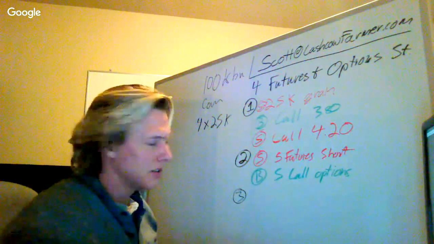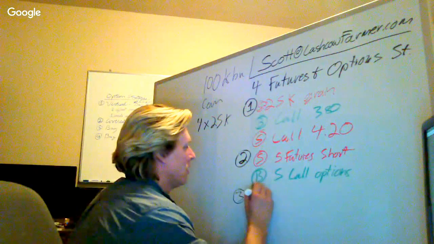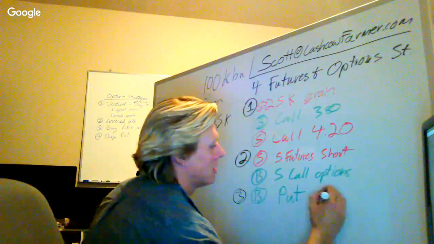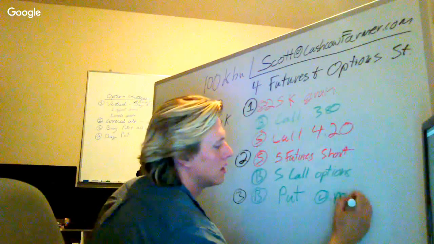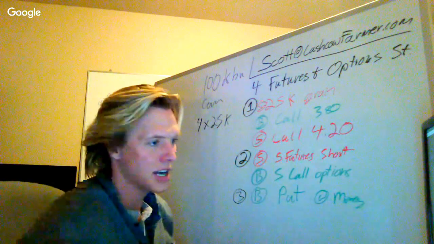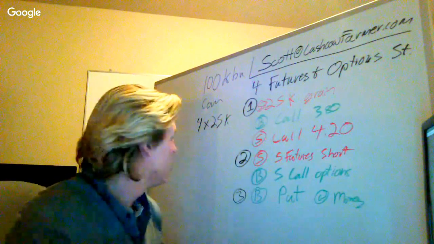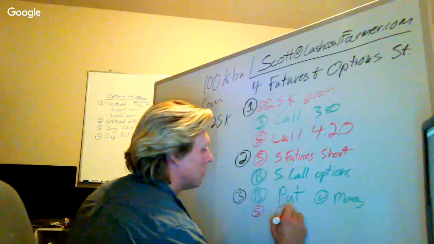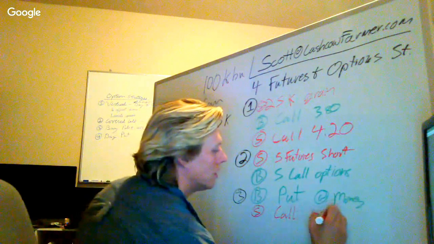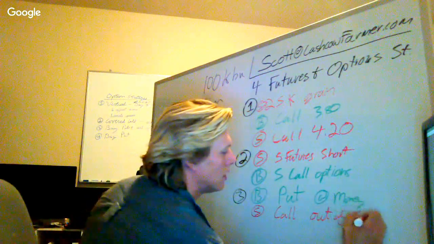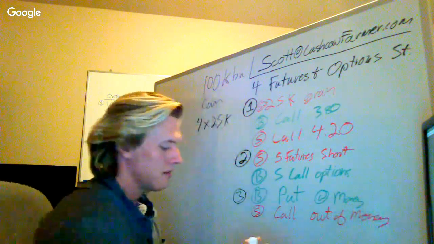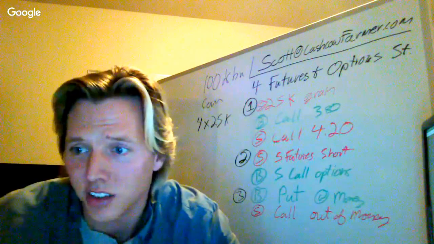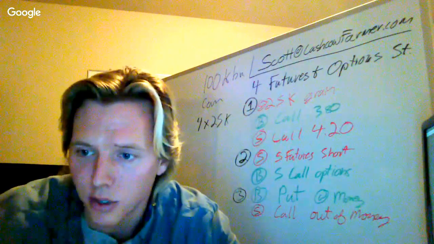So we're going to buy a put, and that's at the money. Okay, buy an at the money put and sell an out of the money call. All right, so the put's going to protect our downside, and we're going to sell that out of the money call to help pay for the put premium.